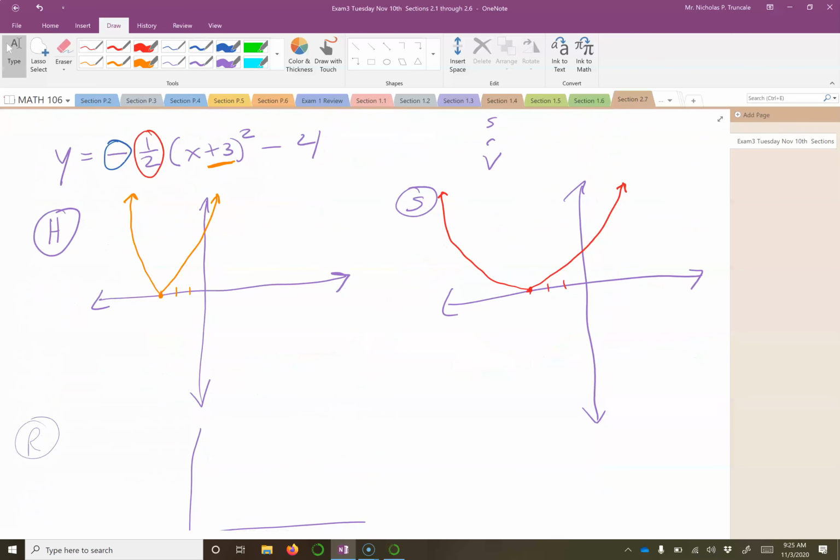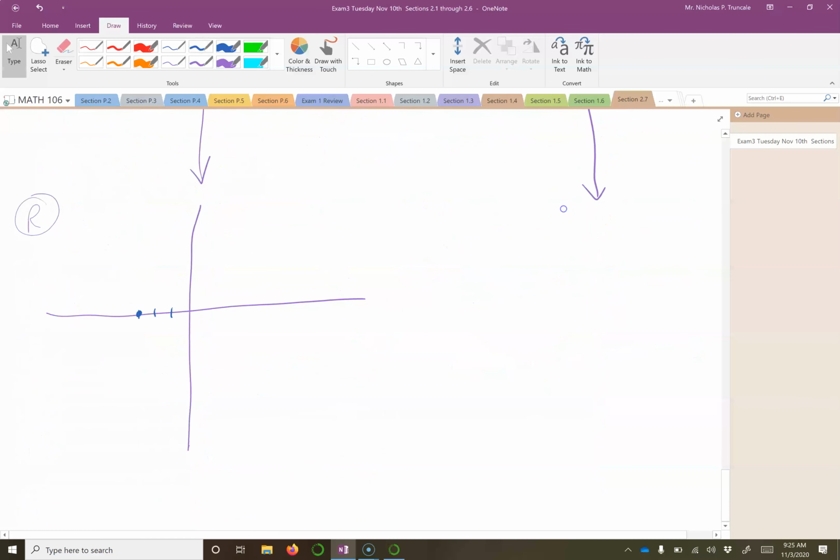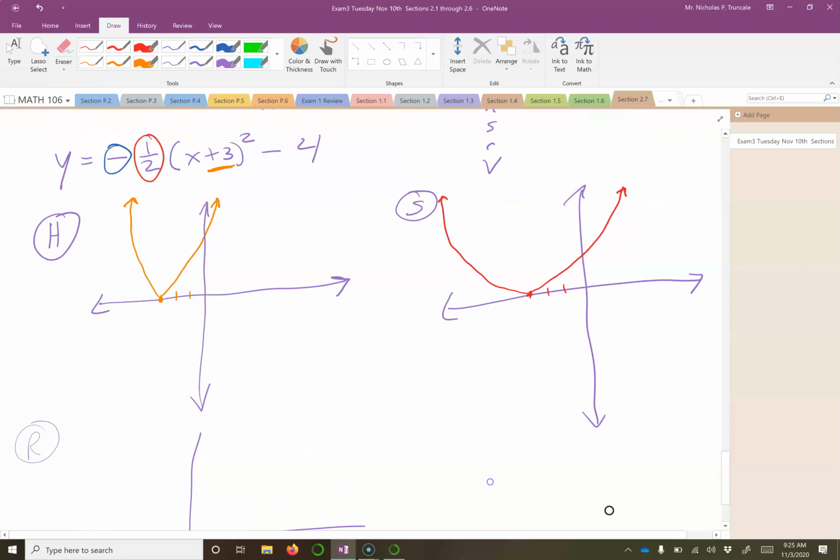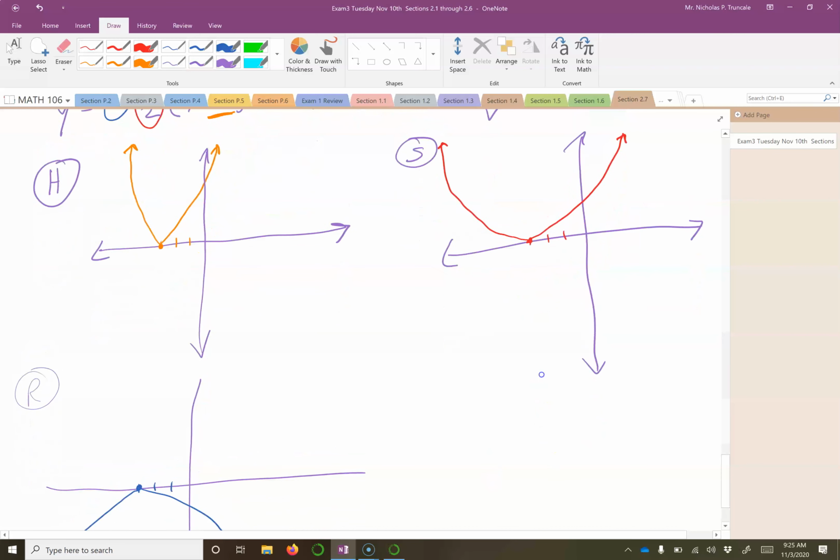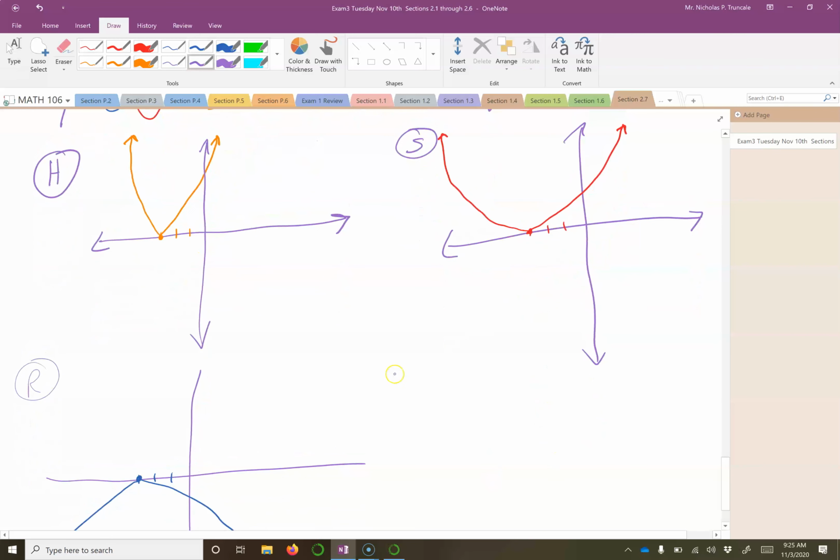So what do we do? We take that parabola and we flip it across the x-axis. So again, the size of it stays exactly the same. So we have that pretty exaggerated wide parabola. And then the last thing we need to do is the vertical shift.